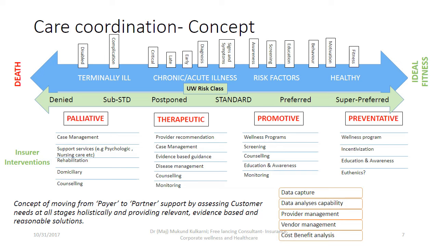So basically, you see in all four stages there are some things which the insurance companies can definitely intervene and do. Again, it depends on the strategy at various periods, where the insurance company should decide to what extent of services they want to provide for all these four categories of their customers.